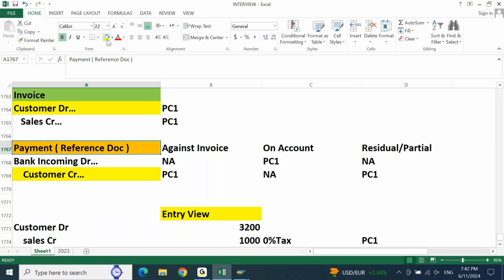No, sir, not required. Then the system is automatically splitting based on the vendor invoice.